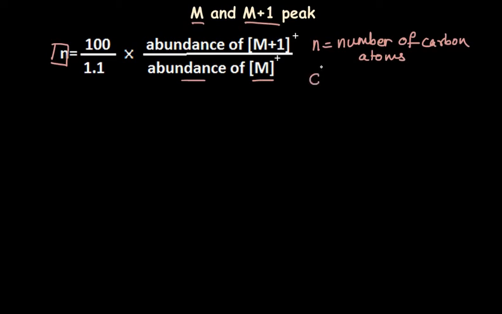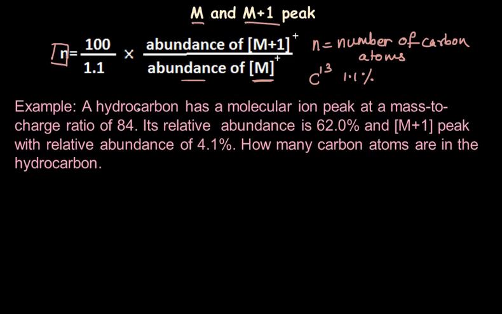Because the abundance of C13 mass carbon atom is just 1.1% in overall carbon atoms present. So that is the reason that we have taken 100 upon 1.1 into the abundance of M+1 ion peak upon the abundance of M ion peak. So this formula is used to find out the number of carbon atoms present in an organic compound, on the condition that we know the abundance ratio of M and M+1 ion peaks. So here is an example to understand that.